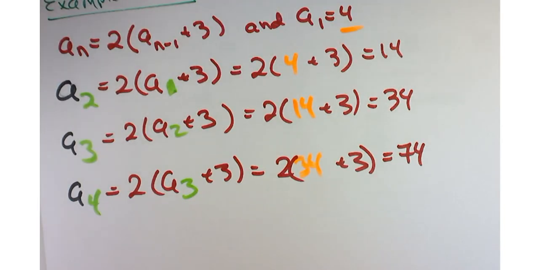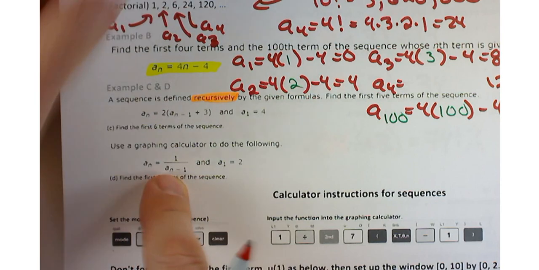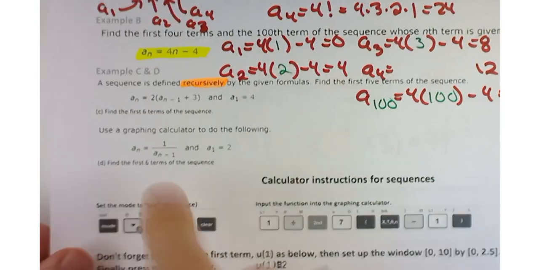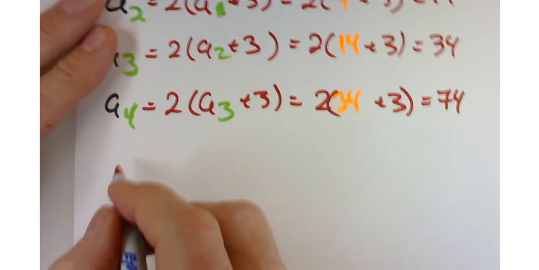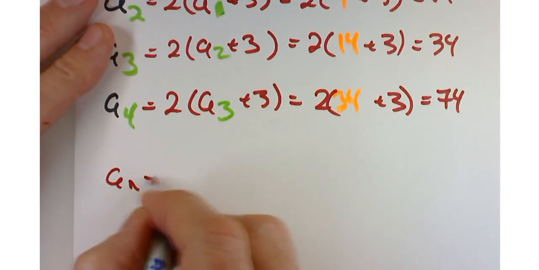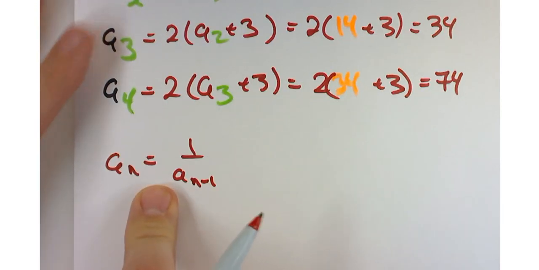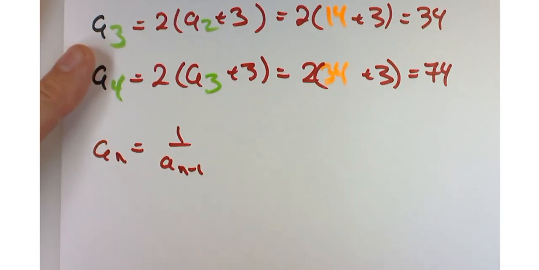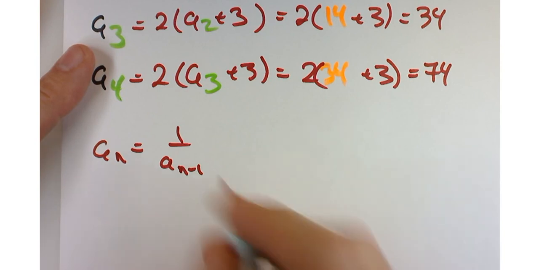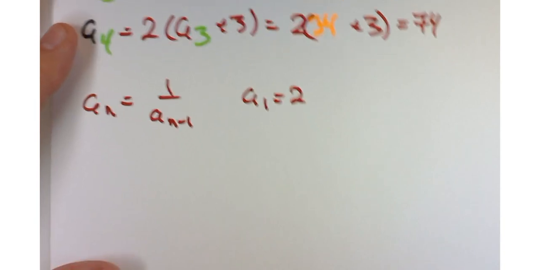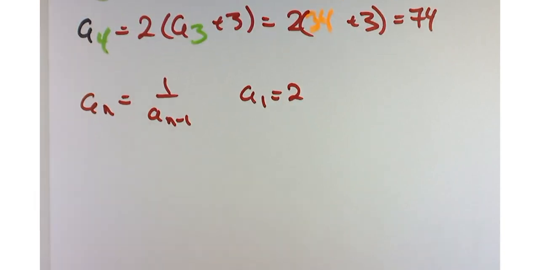So there were two examples in here. The next one is this one: a sub n equals 1 over a sub n minus 1. So let's write that down, a sub n equals 1 over a sub n minus 1. Now, when they give you a recursively defined sequence, they have to tell you the first numbers. So in this case, a sub 1 equals 2. So let's see what that implies for us as we work through this example.